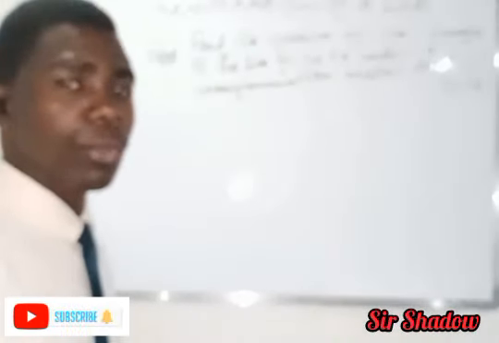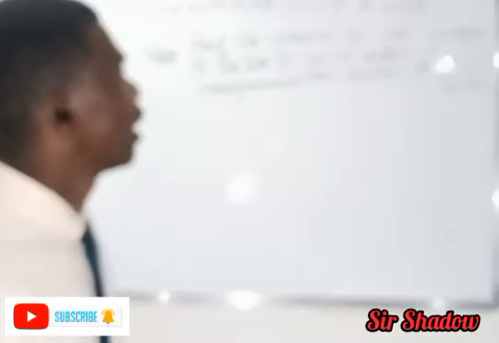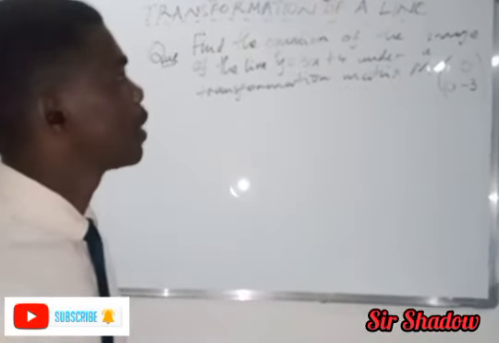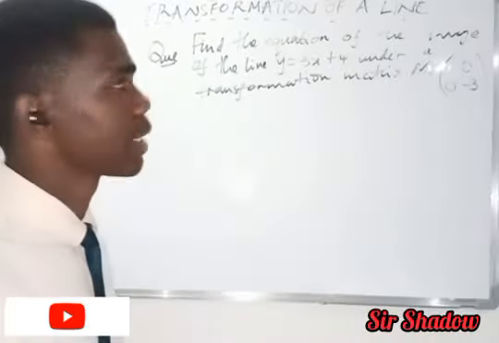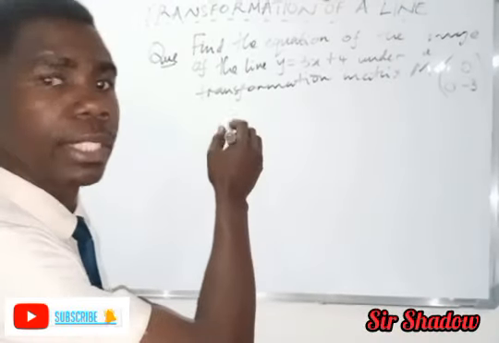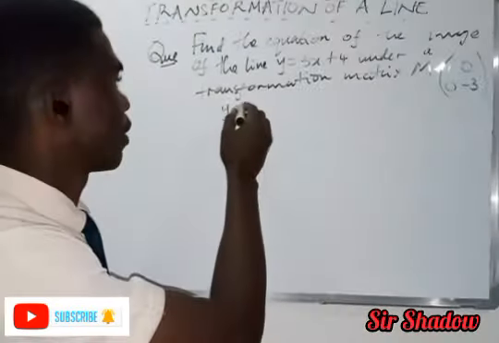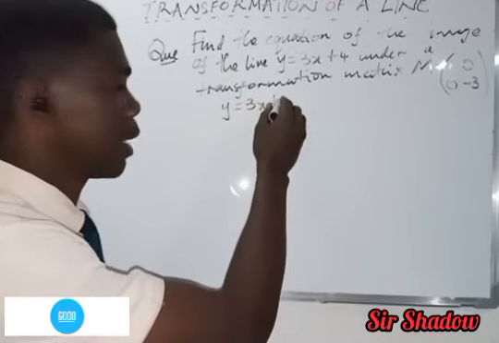Find the equation of the image. We are asked to find the equation of the image of the line y is equals to 3x plus 4. We are given this equation, y is equals to 3x plus 4.